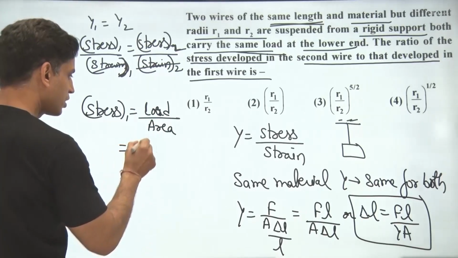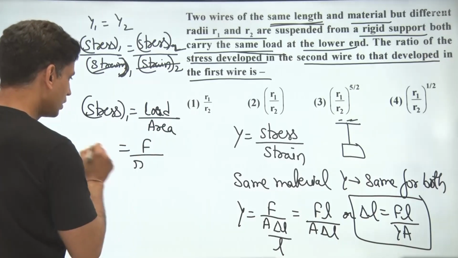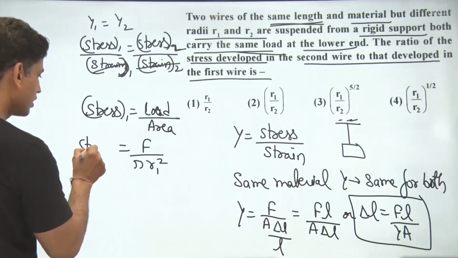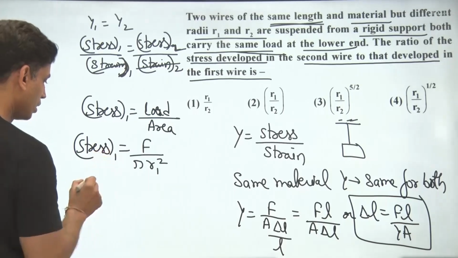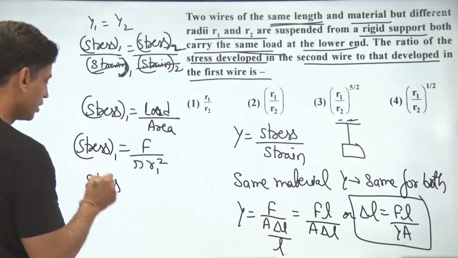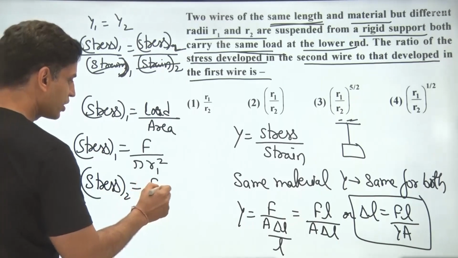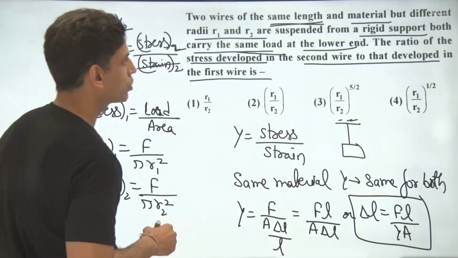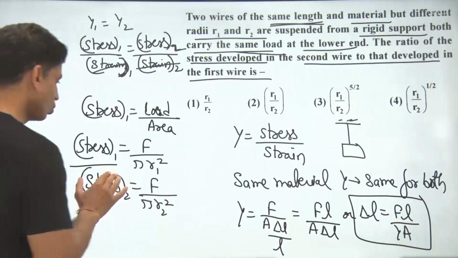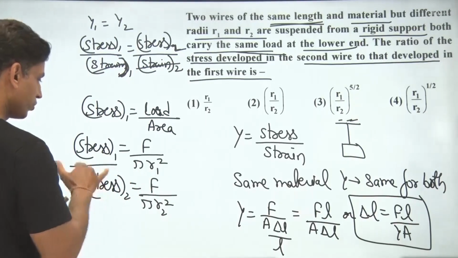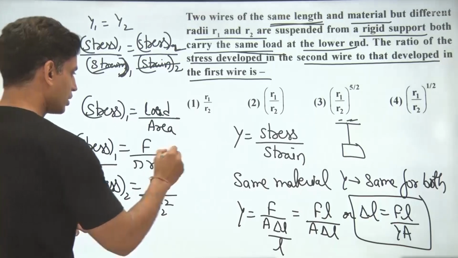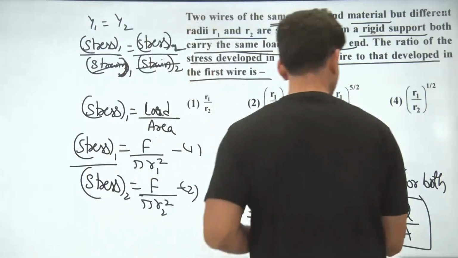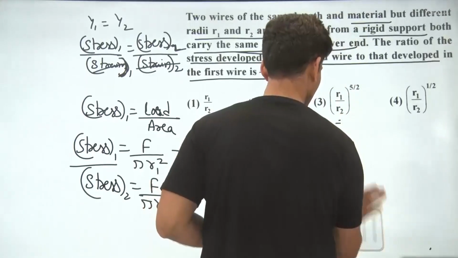Let's suppose F is the load, so the stress in 1 is F upon pi R1 square, and the stress in 2 is F upon pi R2 square. The question is asking for the ratio of the stress in 2 by 1. Don't divide these two, this is 1 and this is 2.